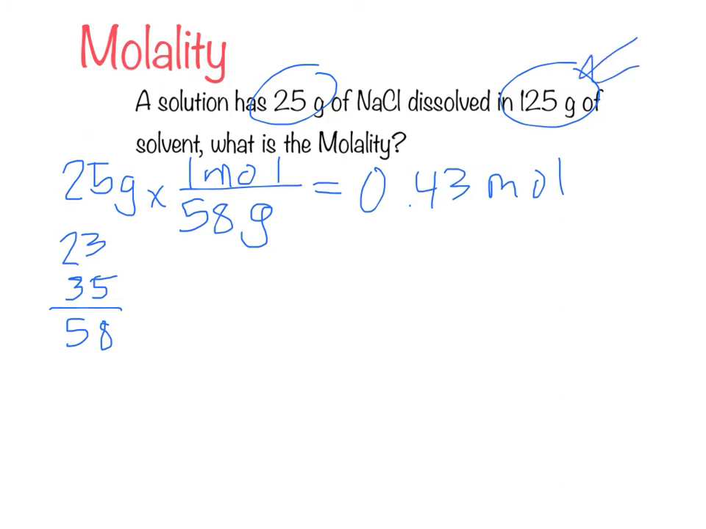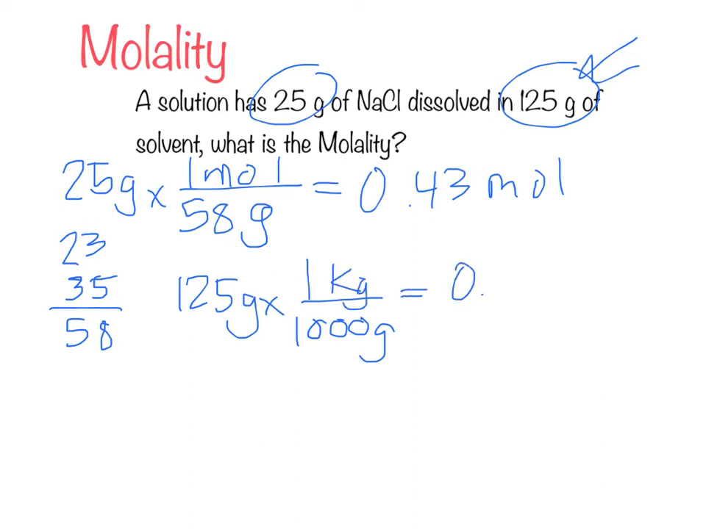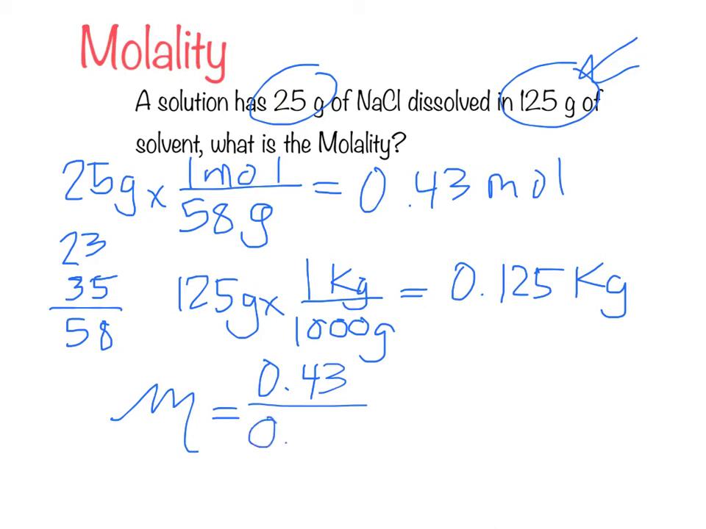We also need kilograms of our solvent. We were given 125 grams, so we need to convert that to kilograms. There are 1,000 grams in 1 kilogram, so we'll divide and we will get 0.125 kilograms. Okay, now we can solve the molality. Molality is equal to the moles per kilogram, so 0.43 moles divided by 0.125 kilograms, and when you do that math you get 3.45 molality, or moles per kilogram.